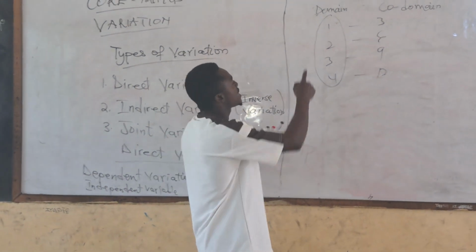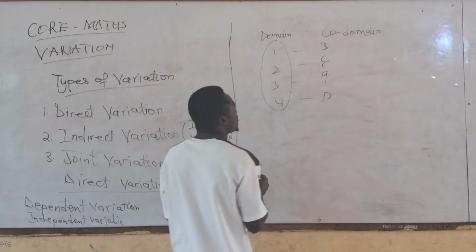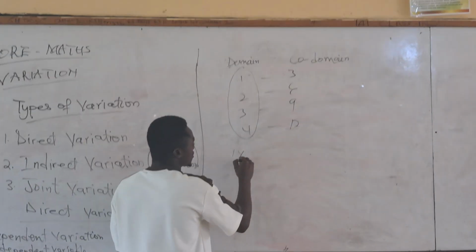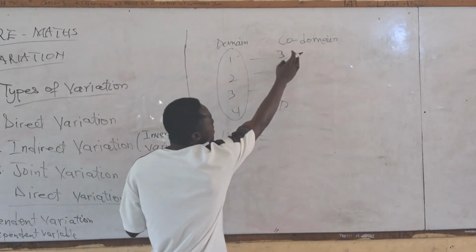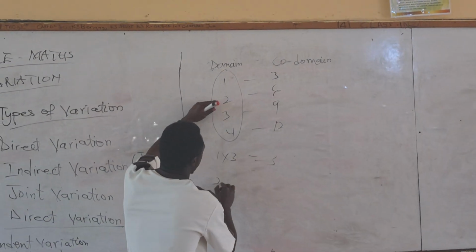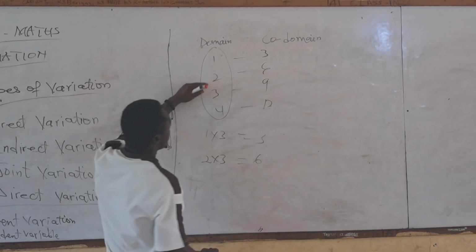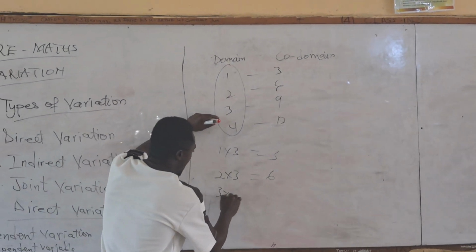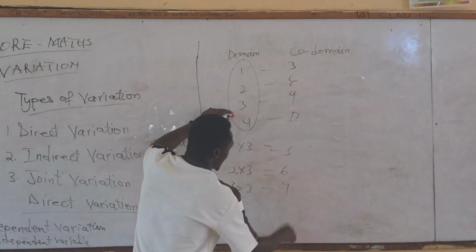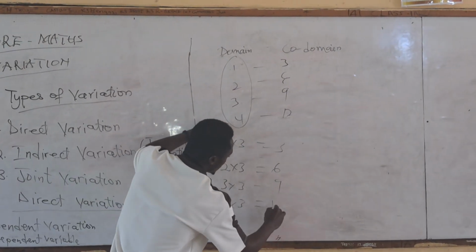Codomain. So for instance, what number should I multiply 1 by that I will get 3? This is 1 times 3, and it gives me what we have here, which is 3. If I multiply this 2 also by 3, it gives what we have here. If I multiply this 3 also by 3, it gives me what we have here.